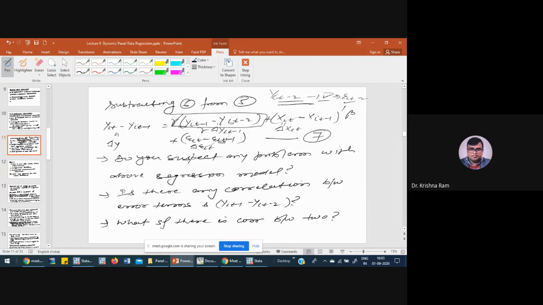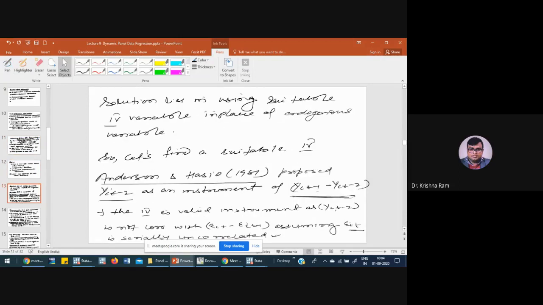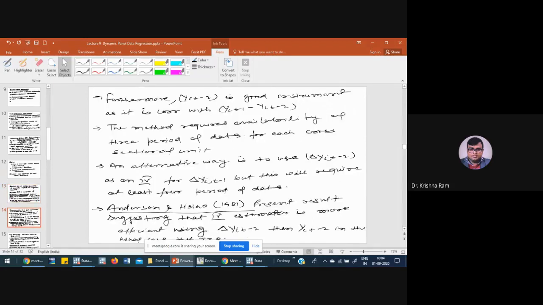this one is a valid instrument. So it satisfies one condition, and since y it minus 1 is a part of this endogenous variable, it satisfies the other condition also. So y it minus 2 here satisfies both of the conditions. So you can take it as an instrument variable, and that is what Anderson and Hsiao are suggesting to us, and using that we get unbiased and consistent estimates of the parameter. This particular method requires at least 3 periods of data. So you can't apply it with 2 periods of data.